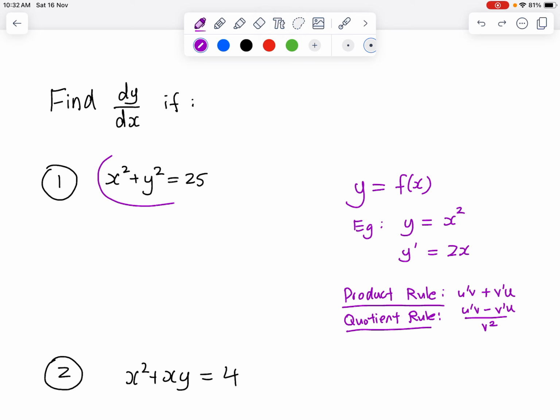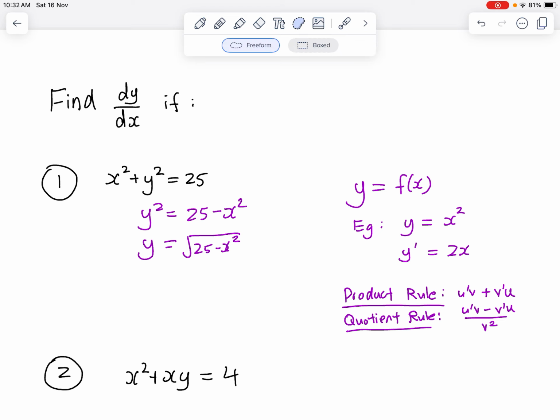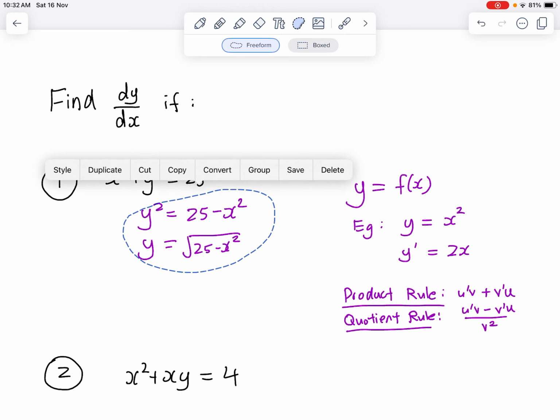But here, on the other hand, y is not by itself. If we were to solve for y and leave y alone, we would get 25 minus x squared, and then y would be the square root of the whole function. That is possible to do, but sometimes a better way to do it is using implicit differentiation because it's simpler.